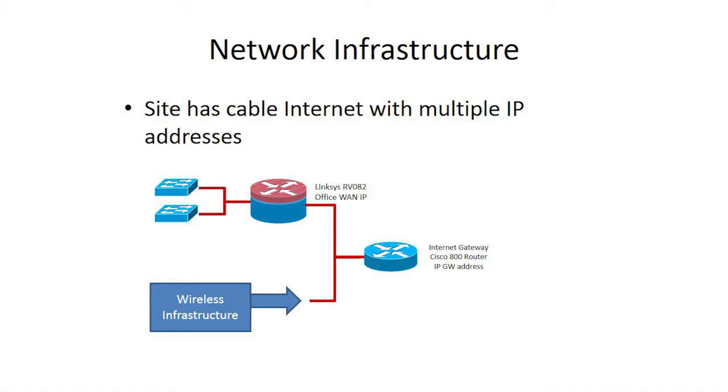So the basic network infrastructure in our environment is we have a cable connection from Cablevision Optimum, and we have multiple IP addresses. These multiple IP addresses come through an internet gateway, which is a Cisco 800 router, which is attached to the cable modem. So this was our basic office network. It connected from the internet gateway into a Linksys RV082 router, which then provided access to the office network.